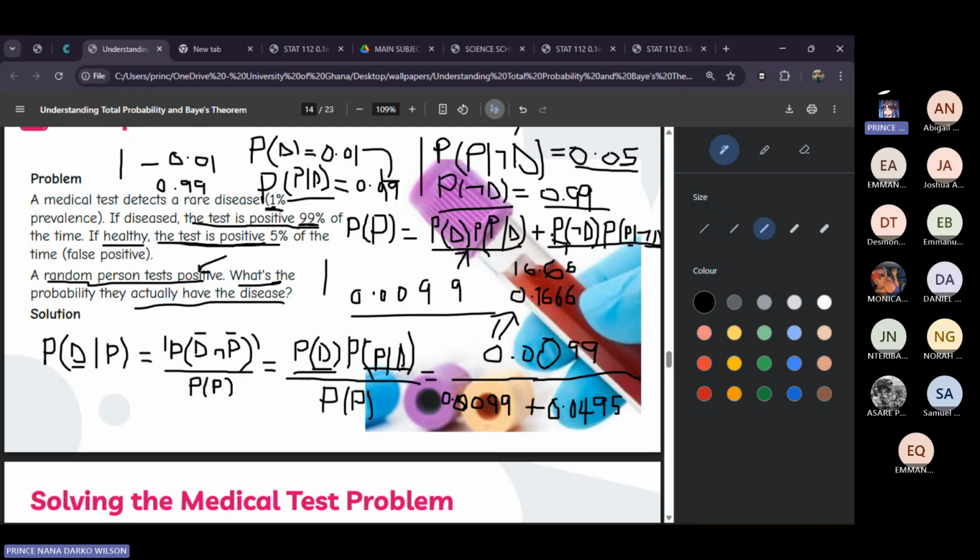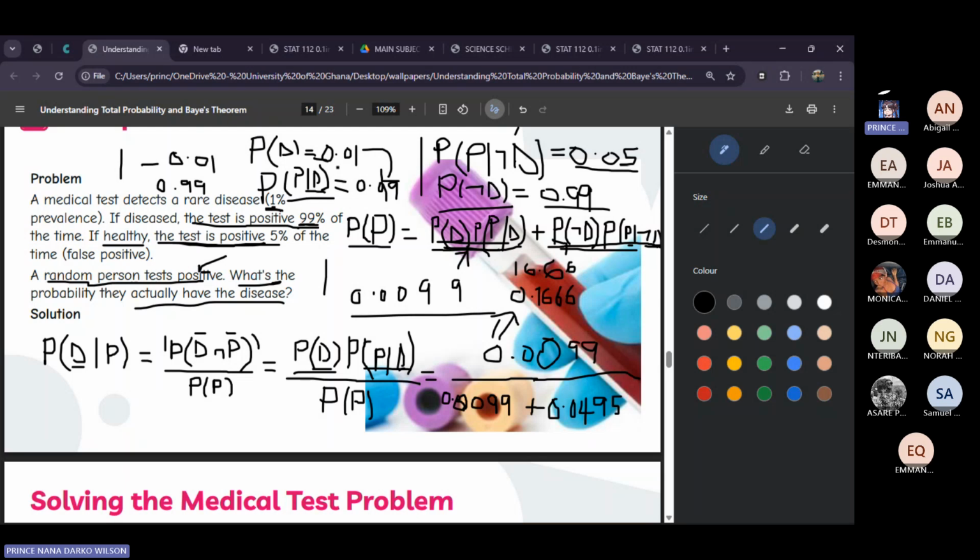So then this is how we got the 0.0495. According to what we are looking at, the probability of testing positive, it could be that you test positive with a disease or you test positive without the disease, because the machine, the equipment is not 100% successful all the time. So in order to find the probability of testing positive, we add testing positive with a disease to testing positive without the disease. Testing positive with a disease is probability of having the disease times testing positive given that you have the disease. And that is what you see here.